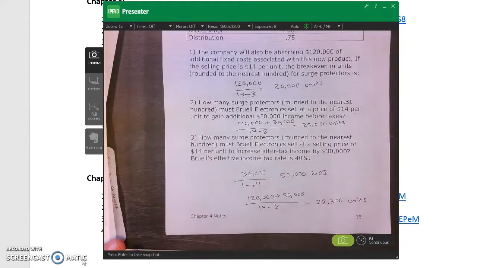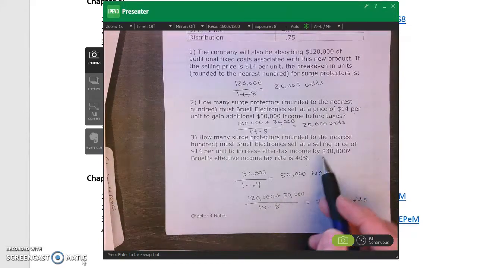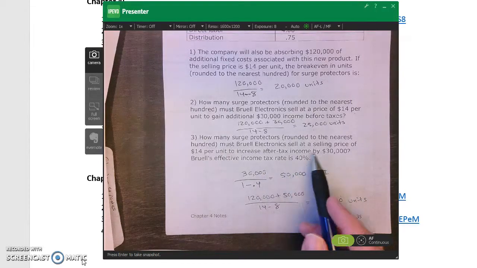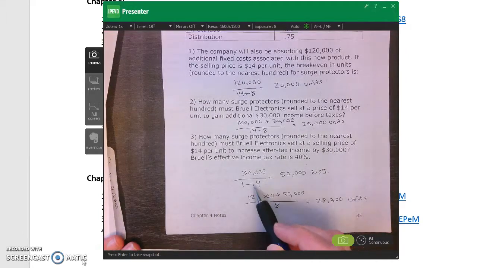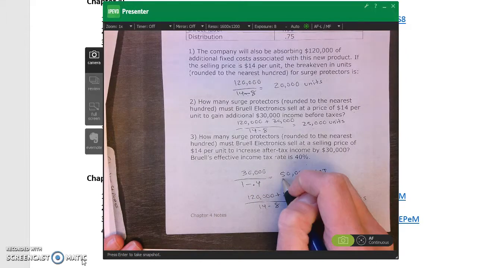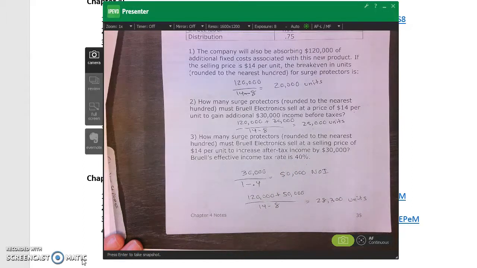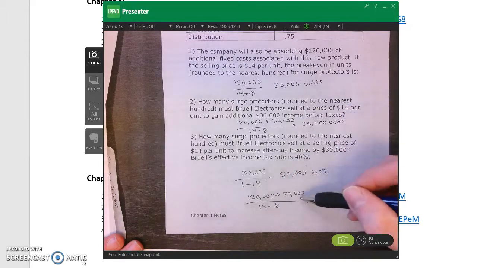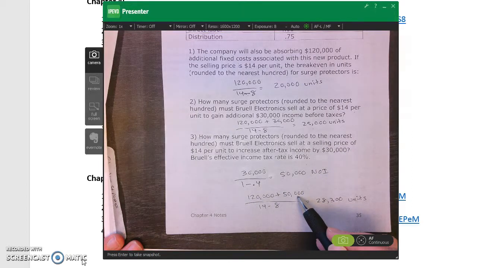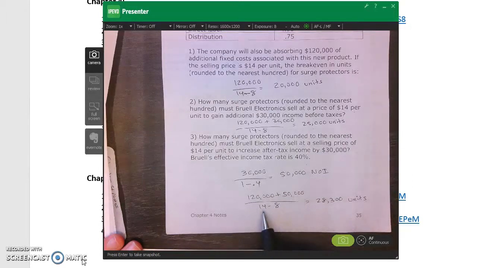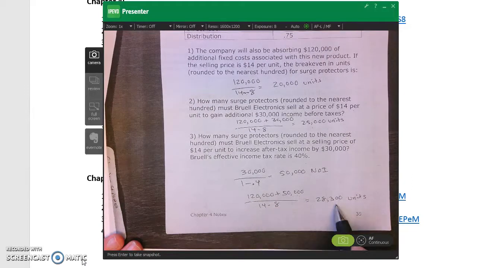Now to figure out the net income issue, I have to take my net income, right, want to get after-tax income, which would be my net income divided by 1 minus the tax rate. So this $50,000 is my net operating income, and then I just go through and solve it like a regular target profit problem. I take my fixed costs plus my target net operating income divided by my CM per unit, and I have to sell 28,300 units.